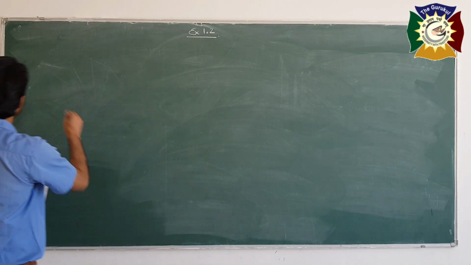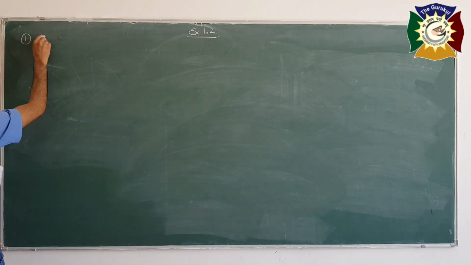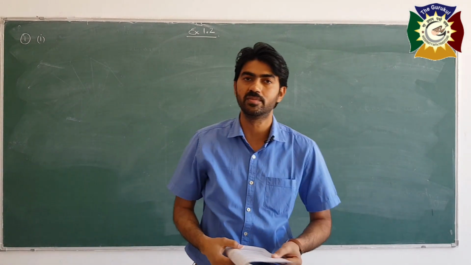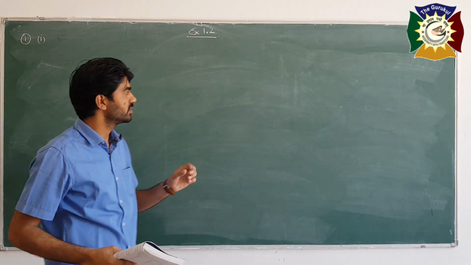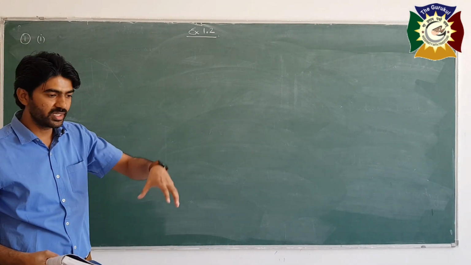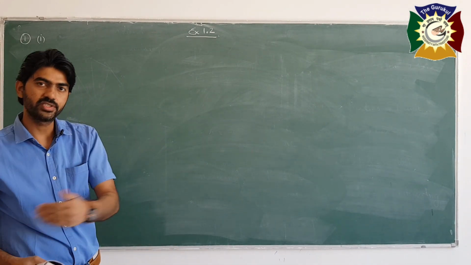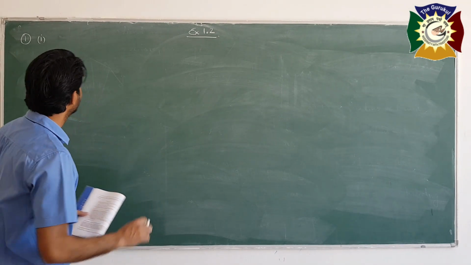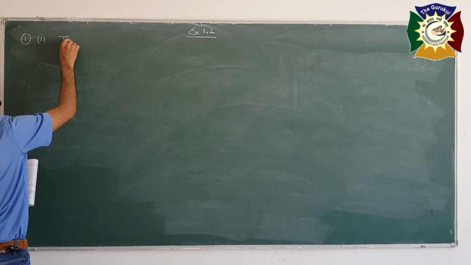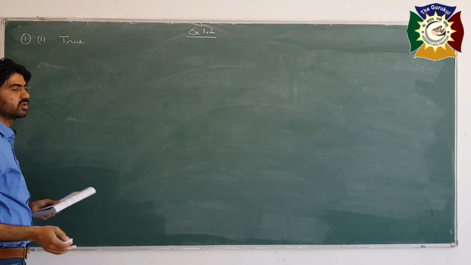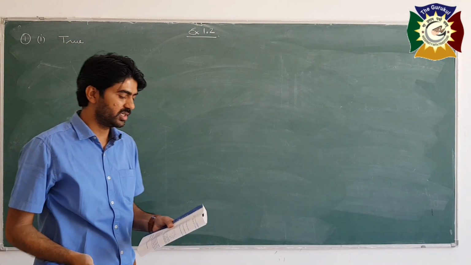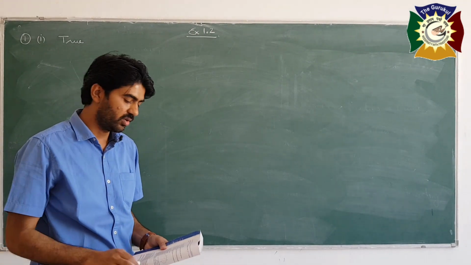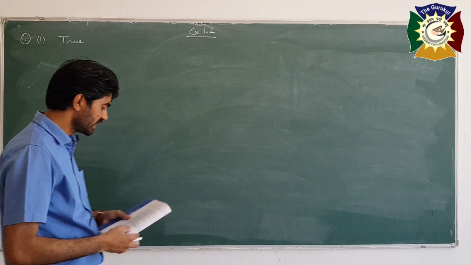So first, part 1. What is that? Every irrational number is a real number. If you remember the flow chart of the real numbers, real numbers include both rational and irrational. So every irrational number is a real number. First, this is true, because all the irrational numbers, that is root 2, root 3, root 5, root 7, they are all real numbers.